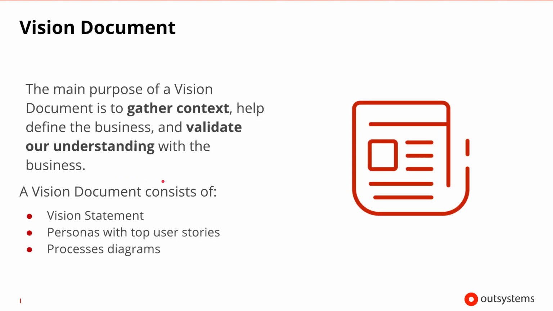The vision document will be the first deliverable we create. Its main purpose is to gather context and help us describe the business and validate our understanding of it. It's just like a vision document that is created for many Agile projects. It'll consist of the vision statement, the personas, the top user stories, and a description of the business processes.